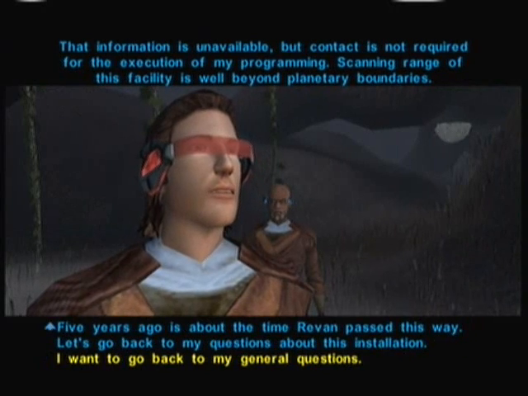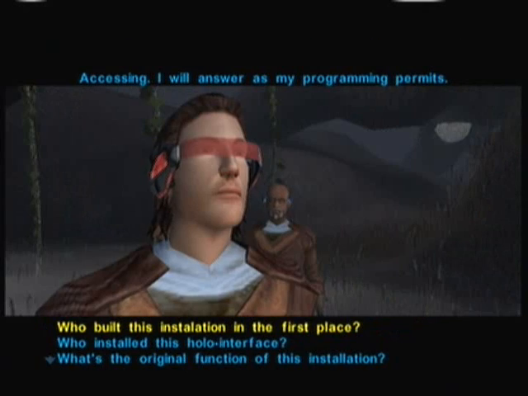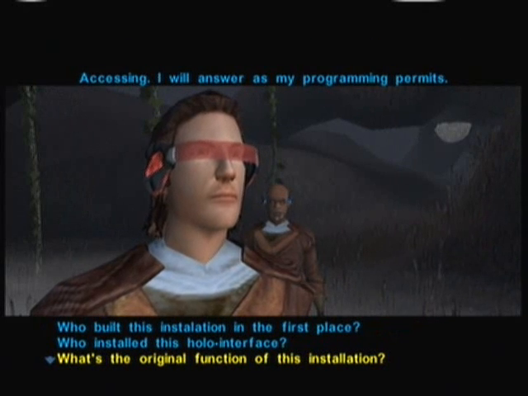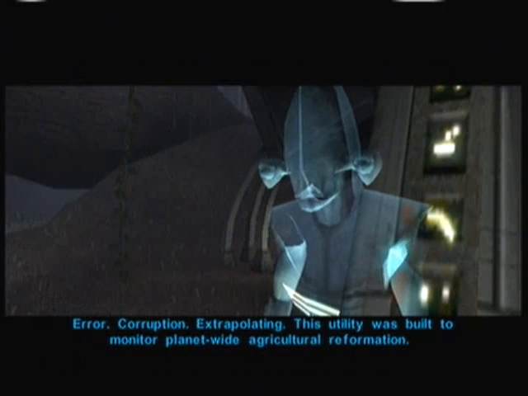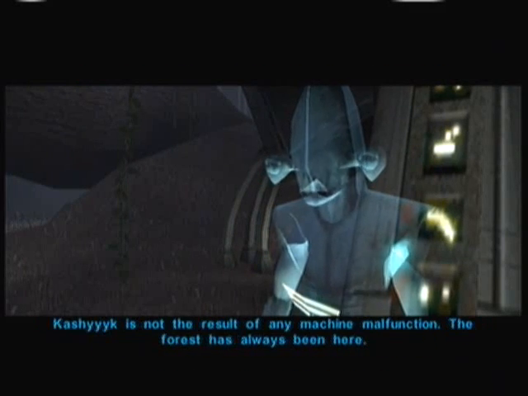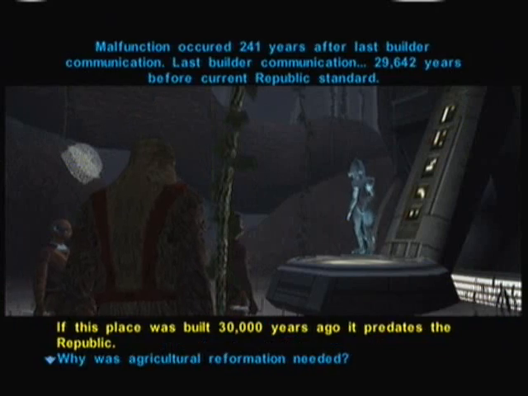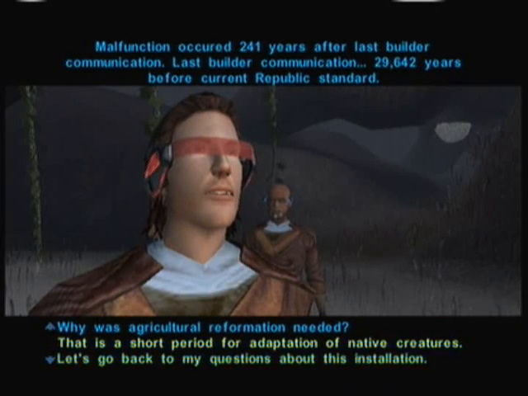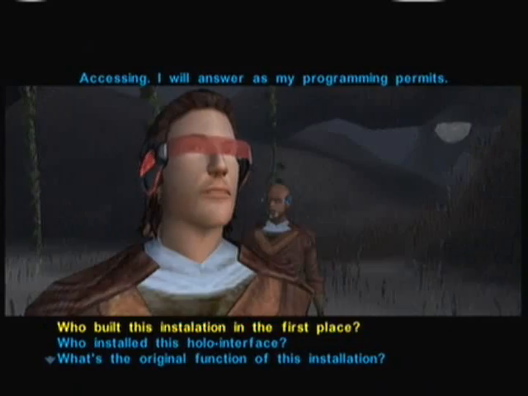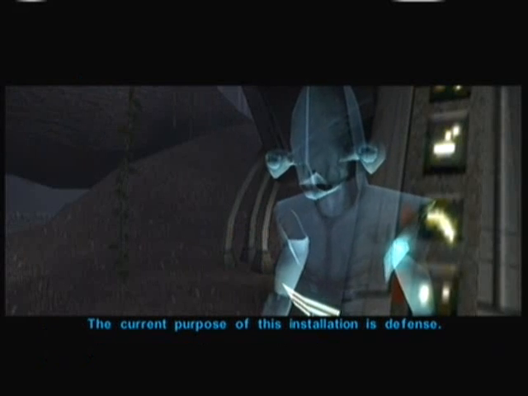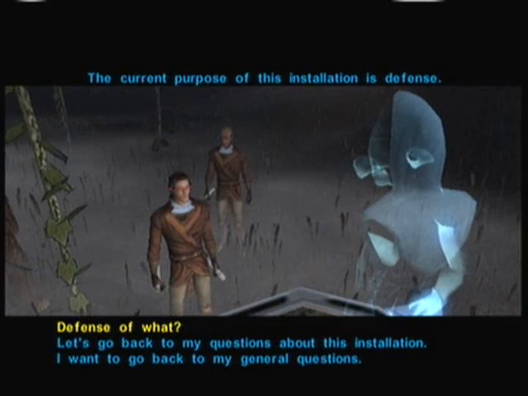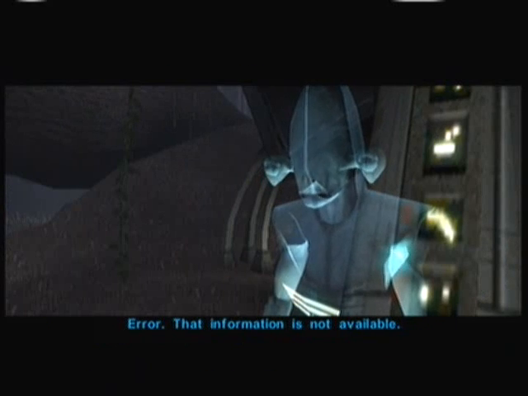Okay, let's go back to my questions about this installation. What's the original function of this installation? Error. Corruption. It has since malfunctioned. Okay. Let's go back to my questions. What's the current function of this installation? The current purpose of this installation is defense. Defense of what? Error. That information is not available.